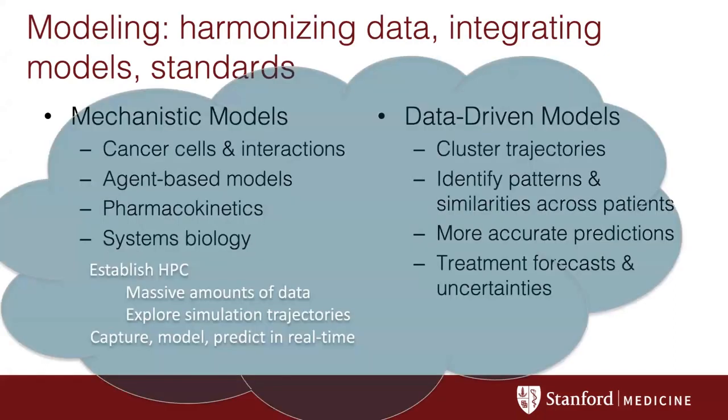And more importantly, this can only be done by establishing high performance computing opportunities, because we're talking about massive amounts of data. When we develop the digital twin, we're really exploring simulation trajectories. So not only are we simulating the trajectories, but then we're clustering those simulated trajectories to identify what these patients have in common. So we have to capture the model, predict in real time, and all of this is very computationally heavy and requires the infrastructure and supercomputers, certainly if we're talking about real-time feedback.